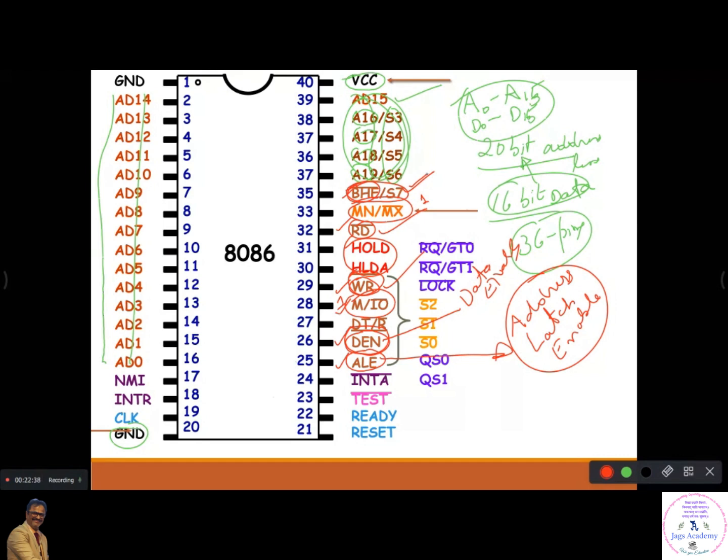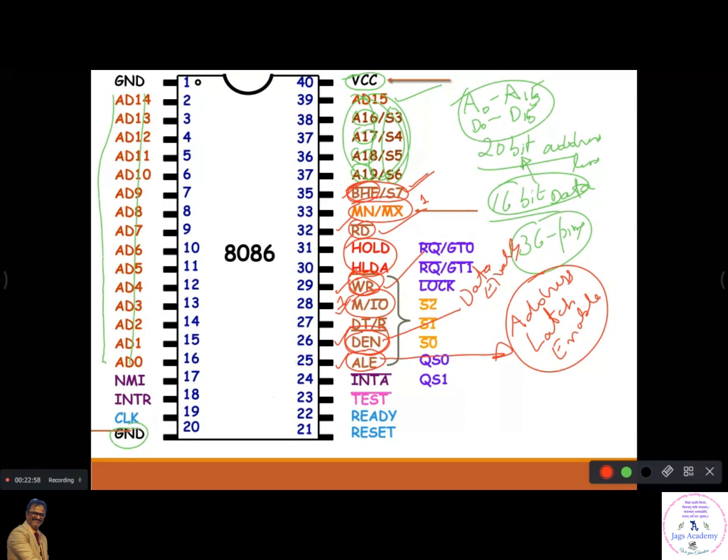All these signals which I told you have to be actually seen through a diagram called the timing diagram, which we'll see. It's very interesting to see that diagram. So this is a brief introduction of pins. There are other pins we'll tell you about.